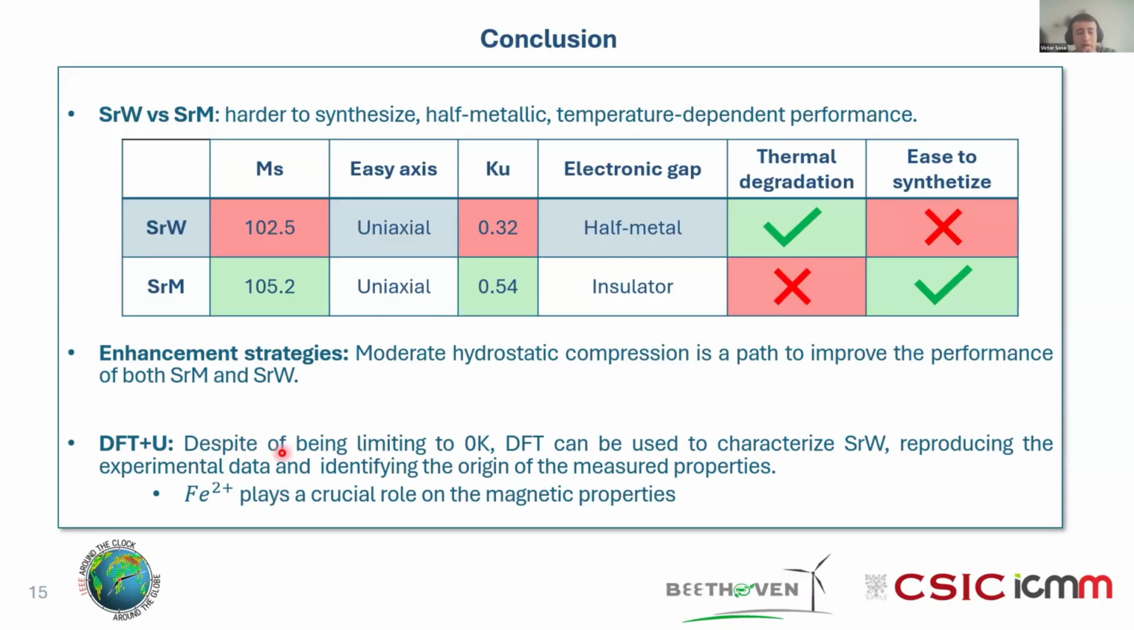Also, despite that DFT is limited to 0 Kelvin, it's still useful to study the physics behind the structures. For example, thanks to DFT, we can study that this iron 2+ plays a crucial role in the magnetic properties of the W-type hexaferrite.